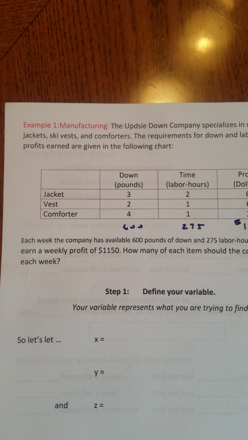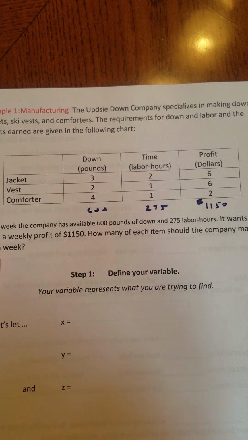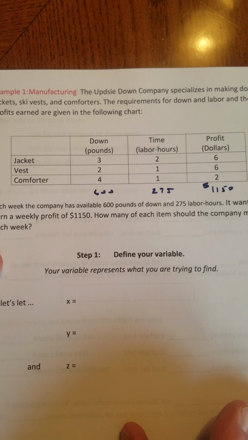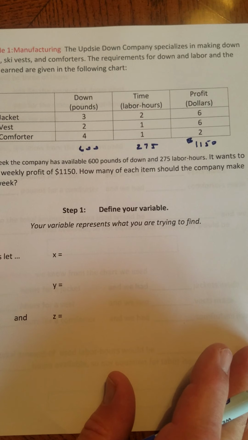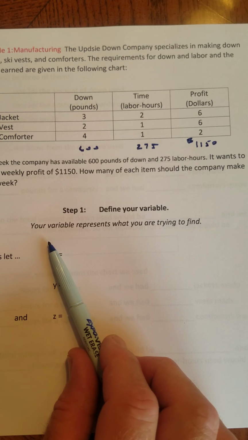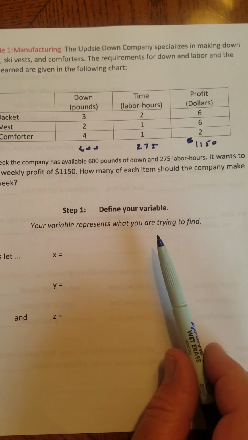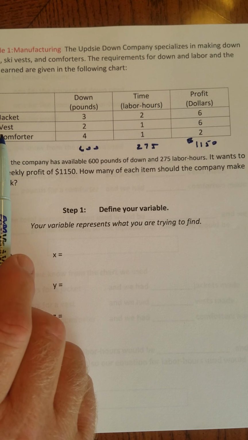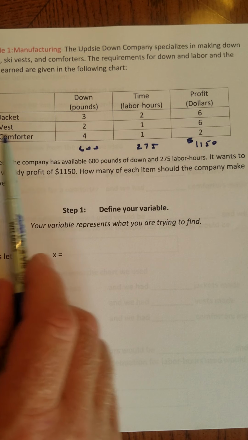Okay, so we're going to look at a method so we can figure this out. First of all, we need to define our variables. So I'm just going to say x, y, and z. Well, when you define the variables, you need to ask yourself, what are you trying to find? Well, I'm trying to find how many of each of these items I want to make so I achieve this profit.